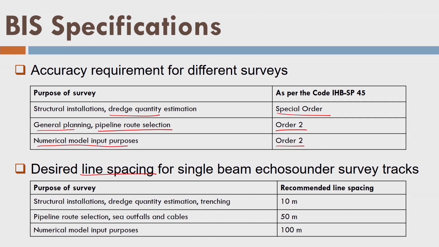How to decide the line spacing? For the single beam echo sounder, structural installation has 10 meter line spacing. Then for the pipeline route selection, 50 meter. Again, for numerical model input purposes, we have 100 meter line spacing.